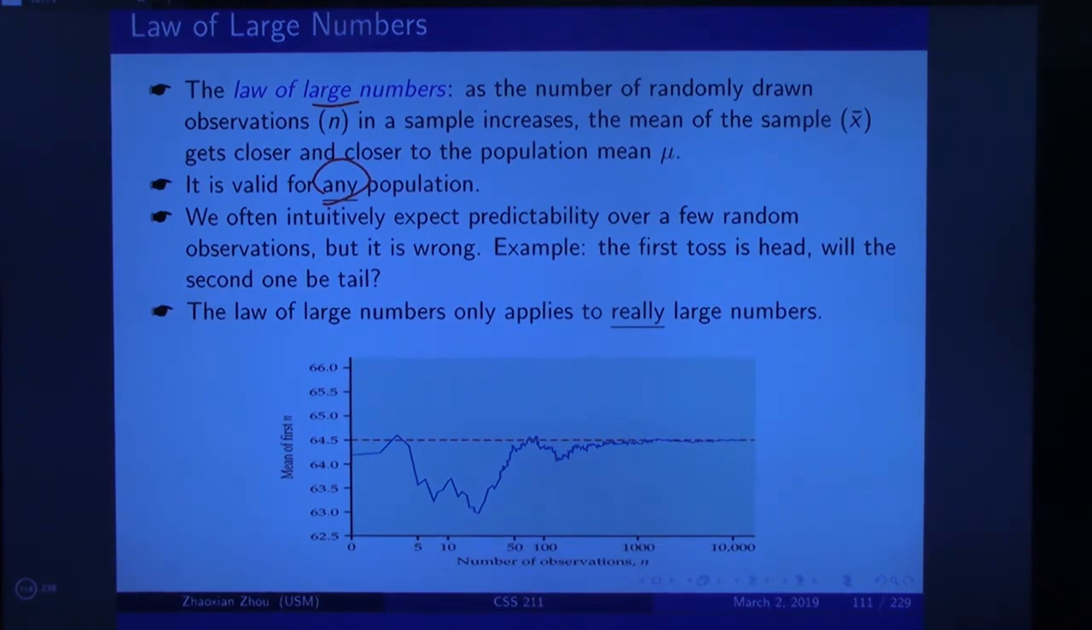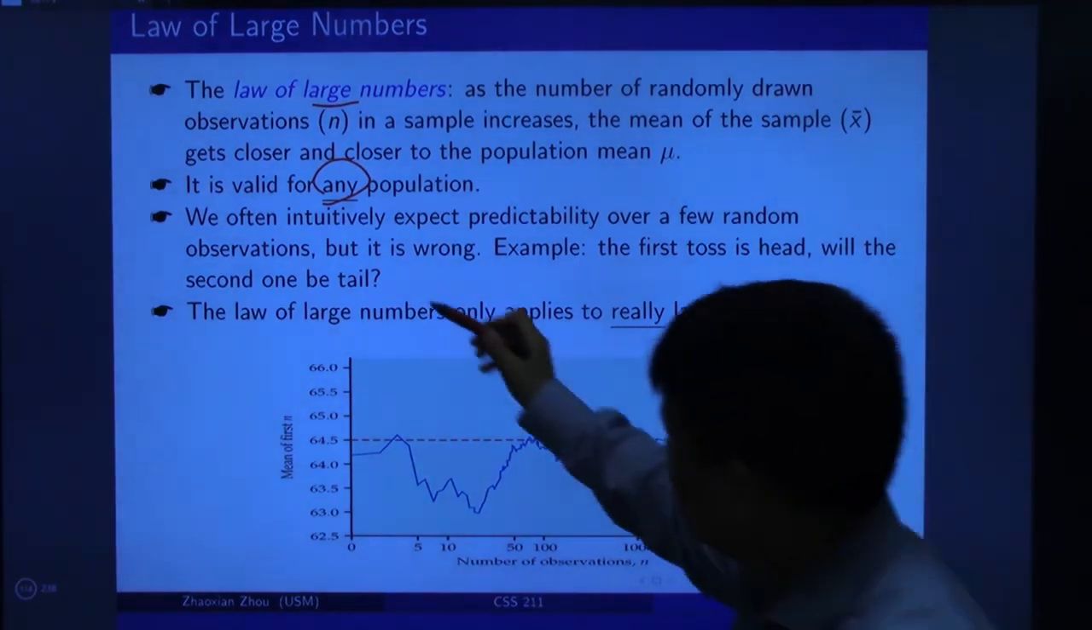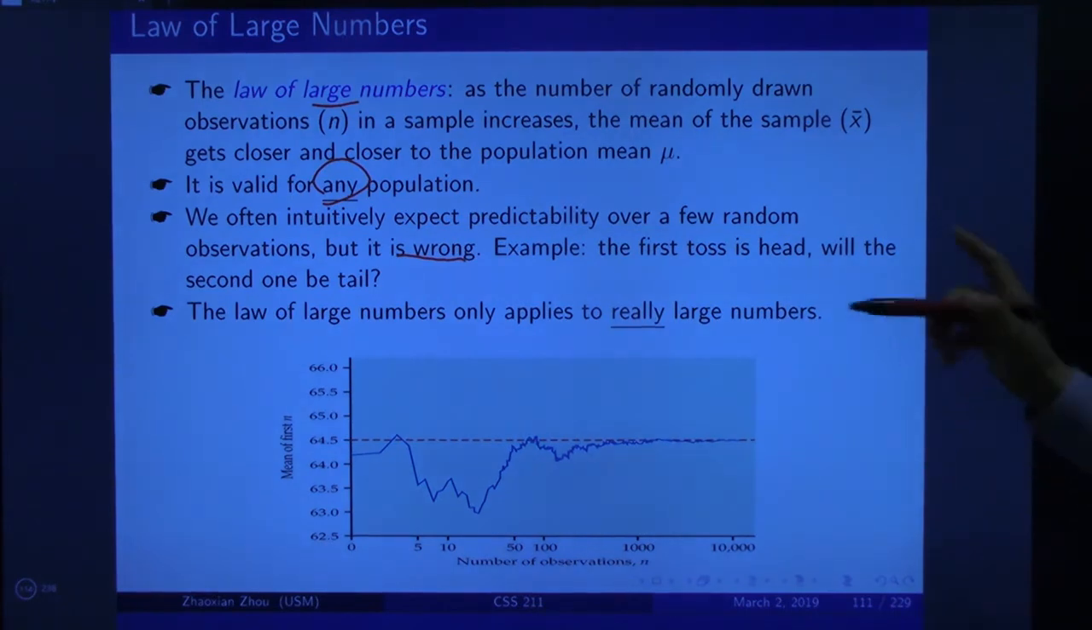We often intuitively expect predictability from a few random observations, but that is wrong. For example, we know if I toss a coin, the head and the tail each get a 50% probability. Now, if the first toss is a head, then what is the probability for the next time? You may guess, okay, 50%. The first time is head, then the second time must be a tail, or at least a higher probability to get a tail. Well, that is wrong. Why is it wrong? Because 2 is not a large number.